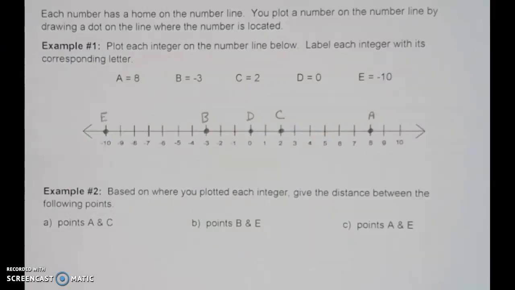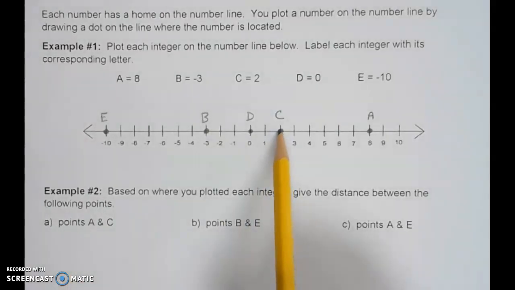Example 2 says, based on where you plotted each integer, give the distance between the following points. Okay, so in question A, they want the distance between points A and C. Okay, so here's where point A is at 8. C is right here at 2. Okay, I'm going to put my pencil point on one of the points. It doesn't matter which one, all right? So I'm going to put my pencil point right here on C, which is at 2. And I'm going to count up until I get to point A, all right?